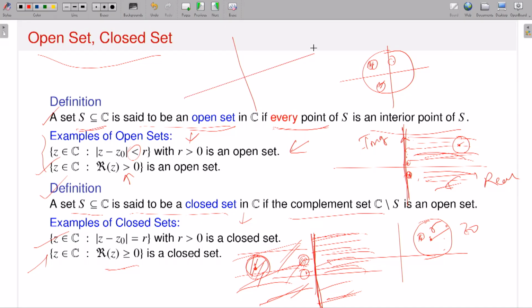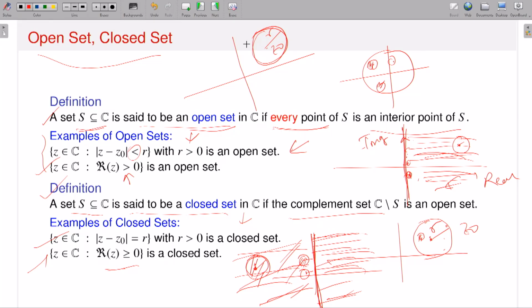So that means you have a complex plane, you have a z0, this is my point z0. So |z - z0| is exactly equal to r. That means if I have this r, I am talking about the points here. This is the set I am talking about, and this is a closed set. One can prove it. Why?